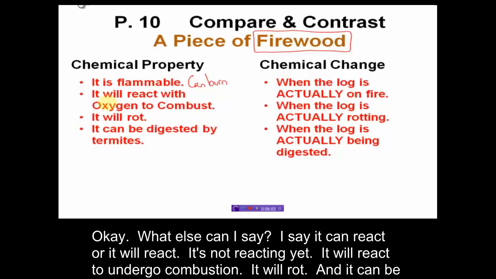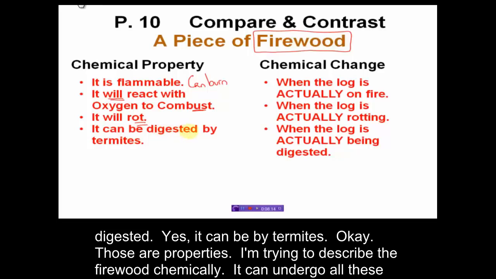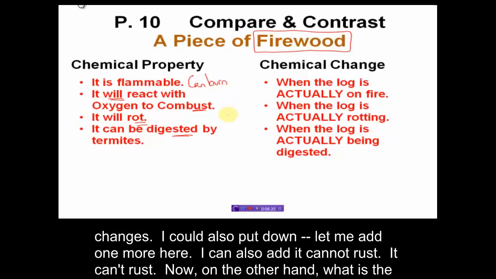Okay, what else can I say? I say it can react, or it will react. It's not reacting yet. It will react to undergo combustion. It will rot, and it can be digested. Yes, it can be by termites. Okay, those are properties. I'm trying to describe the firewood chemically. It can undergo all these changes. I could also put down, let me add one more here. I can also say it can not rust. It can't rust.